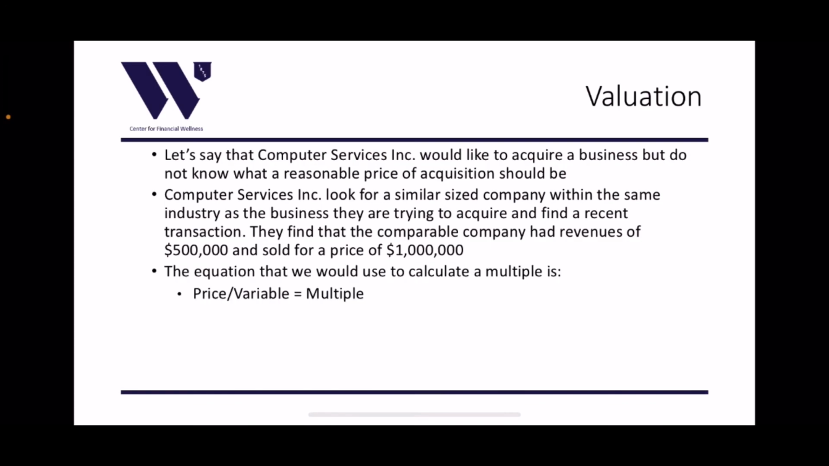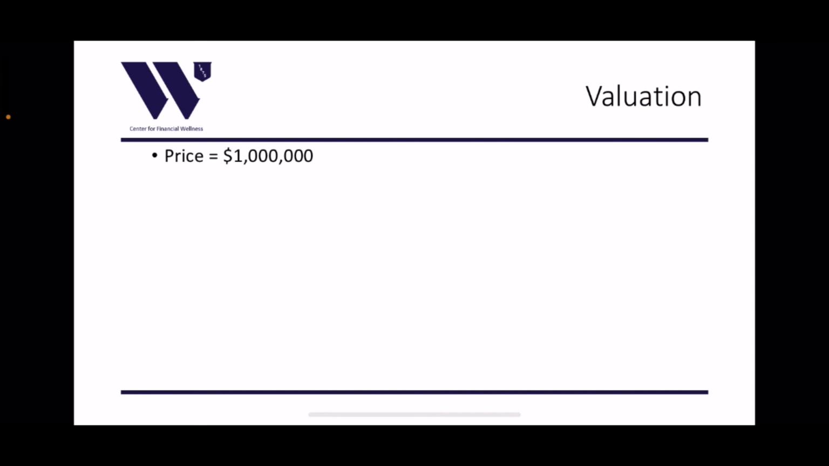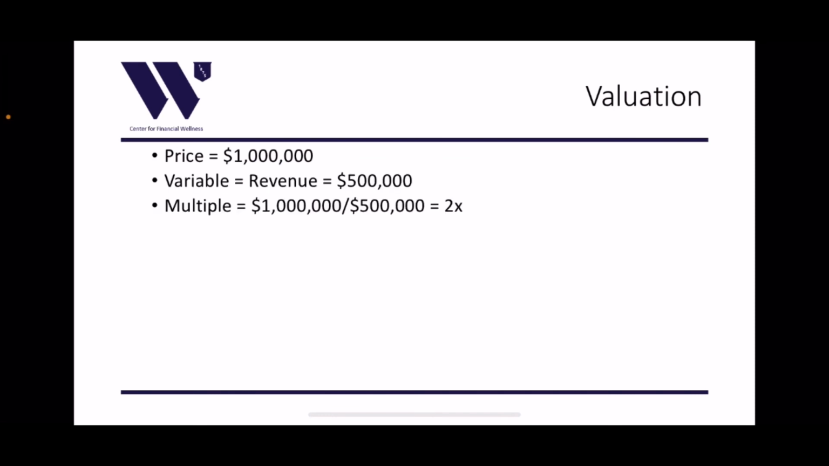So how they would calculate that multiple, the equation I have here is the price of the company divided by the variable that we're looking at. So we're creating a multiple for that variable. So in this case, we have revenue and price. So we'd be creating a revenue multiple. So our variable again is revenue. Price, $1 million, variable revenue, $500,000. So our multiple then would be the $1 million divided by $500,000 to get a revenue multiple of 2 times.